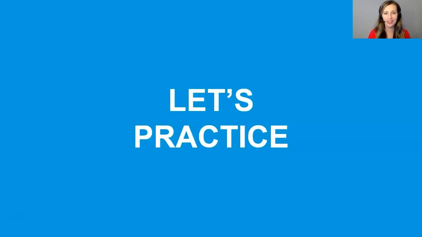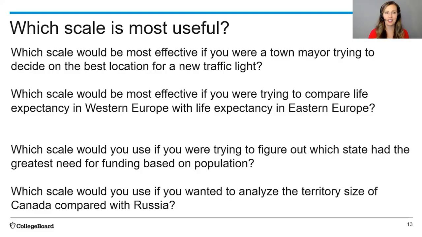Let's do a little bit of practice with these concepts. Which scale would be most effective if you were a town mayor trying to decide on the best location for a new traffic light? Well, if that were the case, you would pick the local scale of analysis. Which scale would be most effective if you were trying to compare life expectancy in Western Europe with life expectancy in Eastern Europe? That scale would be the regional scale.